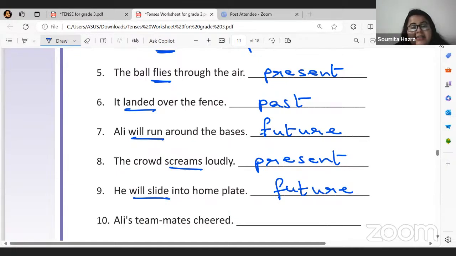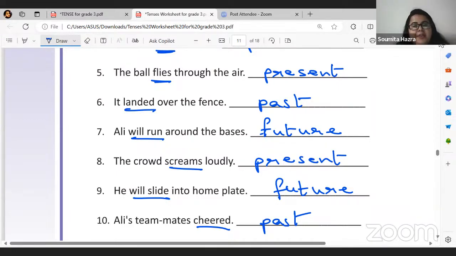Number 10. Ali's teammates cheered. Last one for the day. Number 10. Fast. Cheered. Cheered is past tense. Very good.